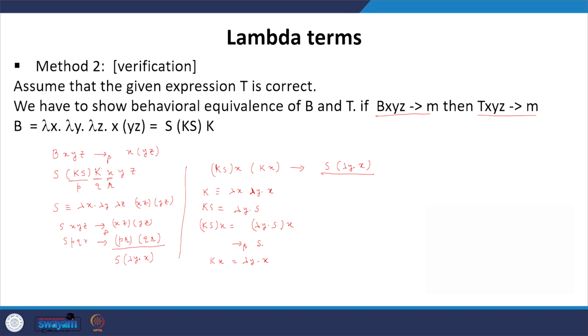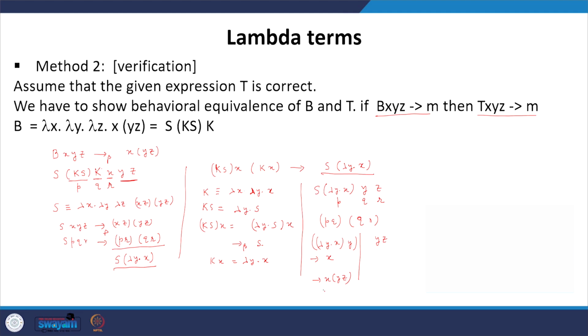Two more parameters remain, so we have to continue from here. Now, we have x, lambda y dot x. Now, we have this yz. So, now this will be P, this will be Q, this will be R. Then we have to do PR and QR. PR is lambda y dot x of y. This beta reduces to x, and then QR will be yz. So, then this whole thing becomes xyz.